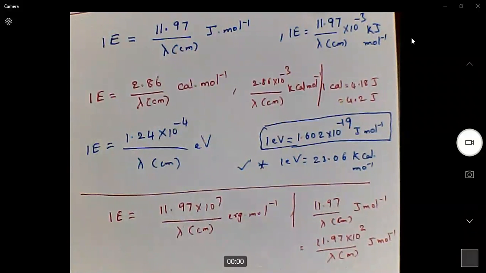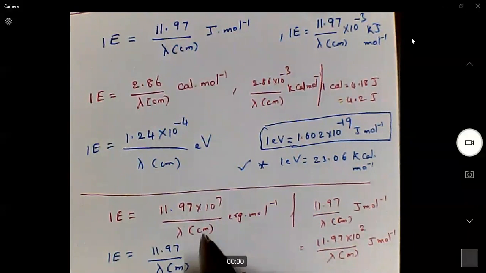When we want to make it in meters, then first we must convert this. 1 Einstein is equal to 11.97 by lambda in meters. Now, for 1 centimeter, we have 10 power minus 2 meters.